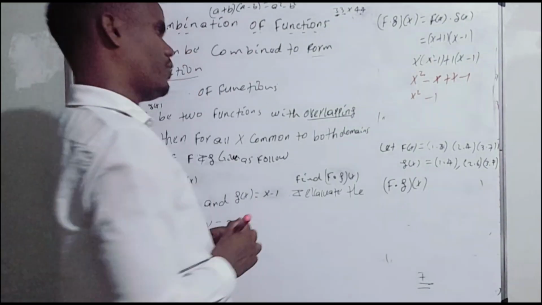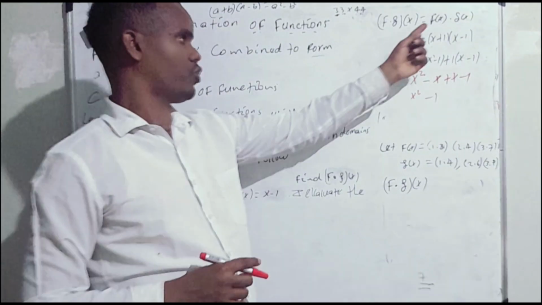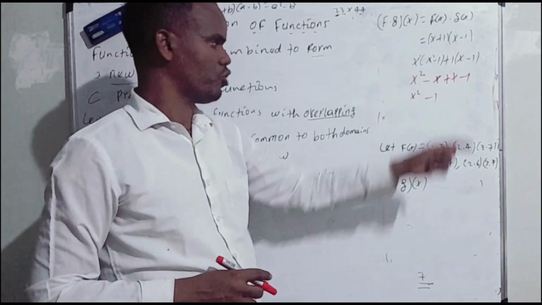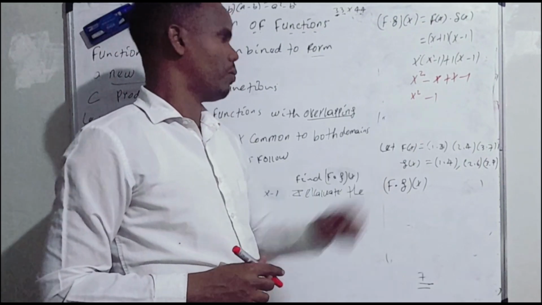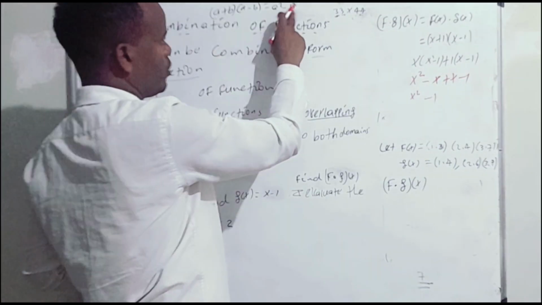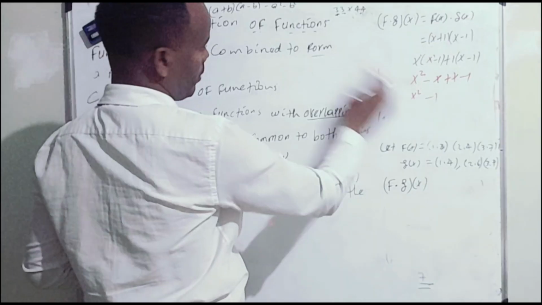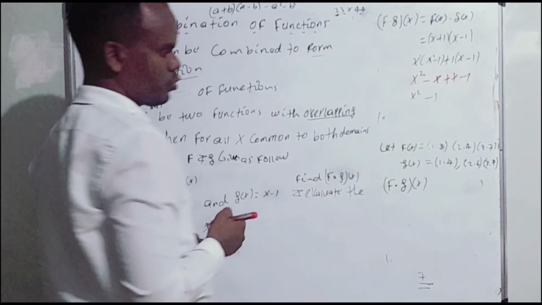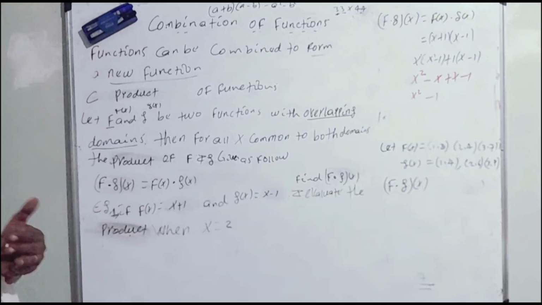So the product of the two functions f(x) and g(x), that is (x + 1) times (x − 1), gives x to the power of 2 minus 1. This is from what? (a + b)(a − b) is equal to a² − b². a² means x², minus 1, which is 1 to the power of 2.